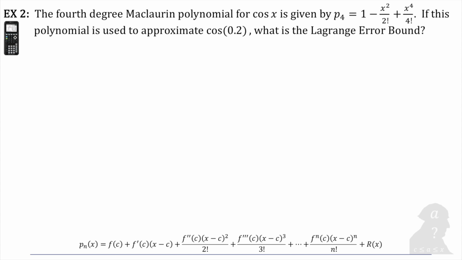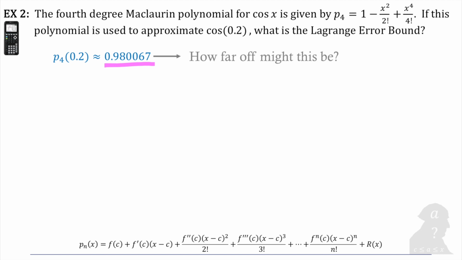Example 2. The fourth degree Maclaurin polynomial for cosine x is given by that guy right there. If this polynomial is used to approximate cosine of 0.2, what is the Lagrange error bound? All right, we've got a fourth degree Taylor polynomial, and at 0.2, we would get an approximation of 0.980067. Okay. How far off could that be?